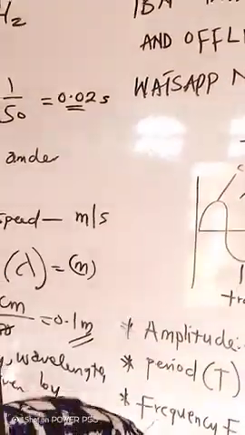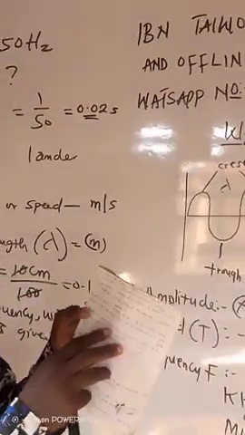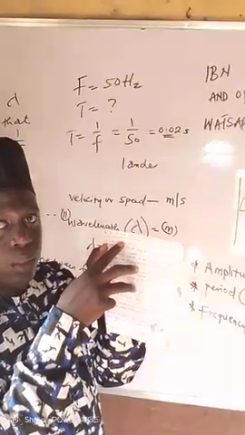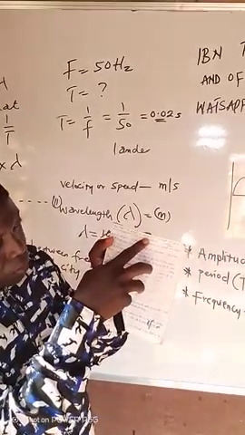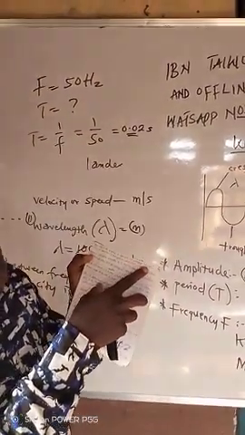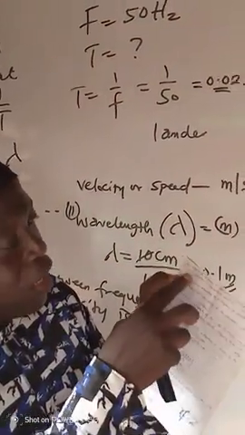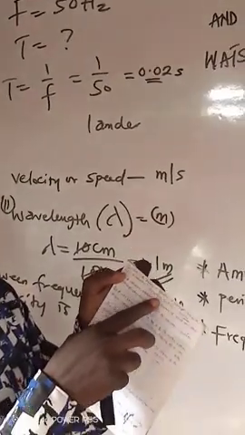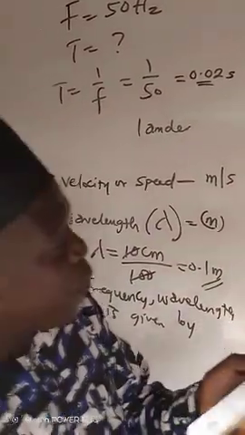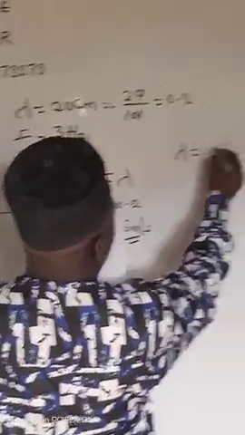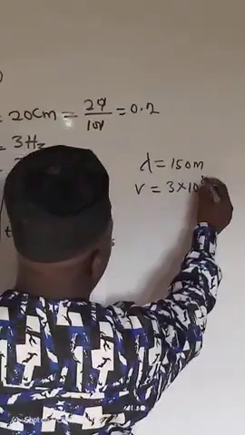Now, let's look at another question. Can you see it? What is the frequency of a radio wave of wavelength 150 meter, if the velocity of the radio waves in free space is 3 times 10 raised to power 8? We have been given wavelength as 150 meter. Wavelength is equal to 150 meter. We have been given velocity as 3 times 10 raised to power 8 meter per second.